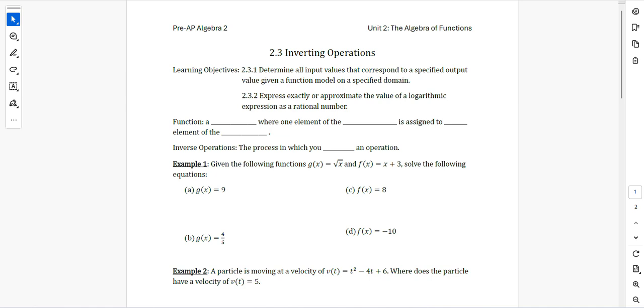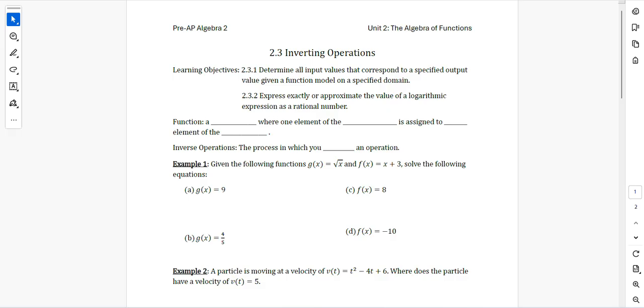All right. So in this lesson, we are going to learn what it means to have inverting operations. We're going to have two objectives. Objective number one is we're going to determine all input values that correspond to a specific output value given a function model on a specified domain. And then our second objective is actually going to be something new that we're going to tackle today, or maybe tomorrow. We're going to express exactly or approximately the value of a logarithmic expression as a rational number.